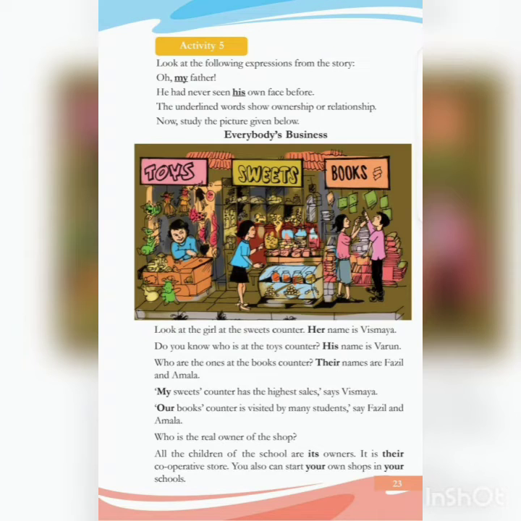Now, study the picture given below. Everybody's business. There are shops of toys, sweets and books. Look at the girl at the sweet corner. Her name is Vismaya. Do you know who is at the toys counter? His name is Varun. Who are the ones at the books counter? Their names are Fazil and Amala.